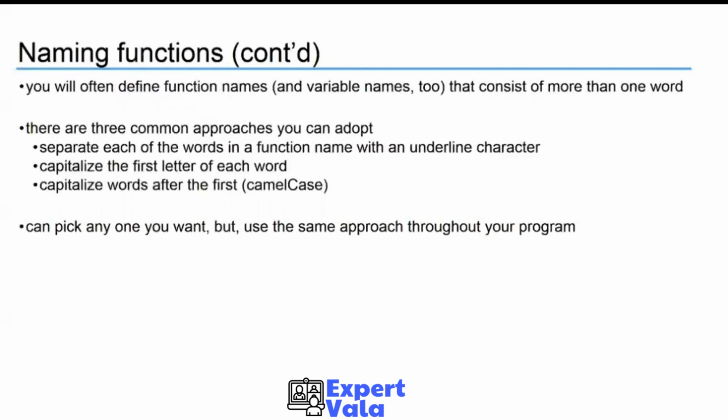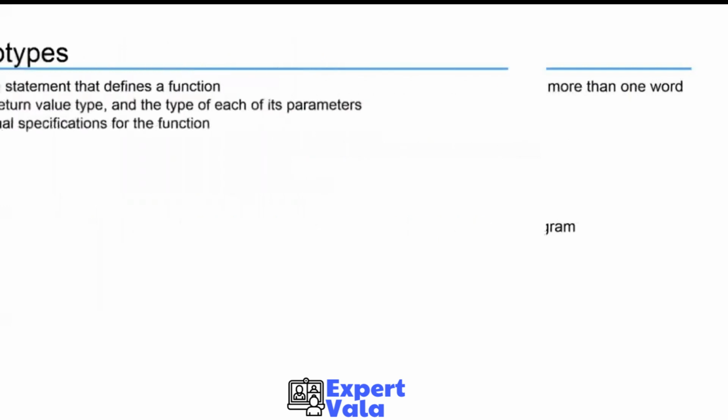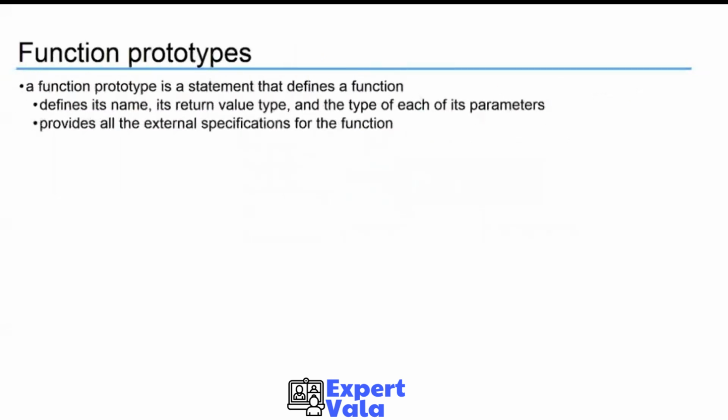You want to use it for naming variables. You want to use it for your function names. Usually, you just follow this common coding convention. It makes things more readable. Function prototypes. We talked about defining a function. What about declaring a function? We may say, why do you need to declare a function? Are not you declaring it when you define it?